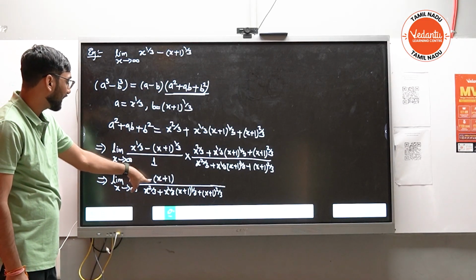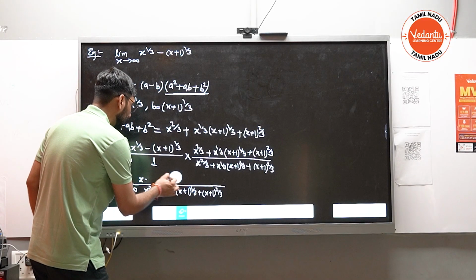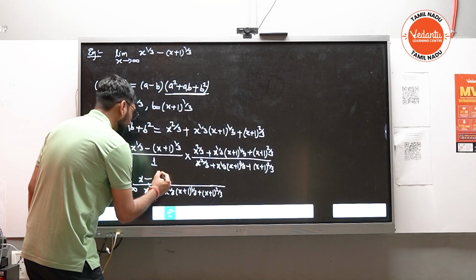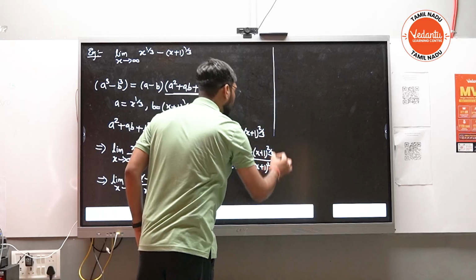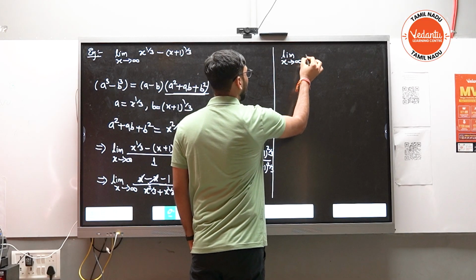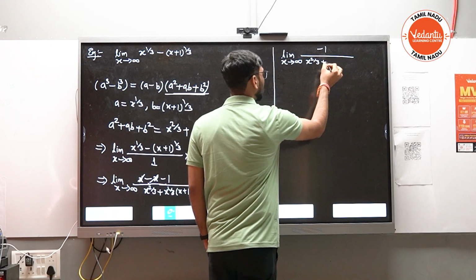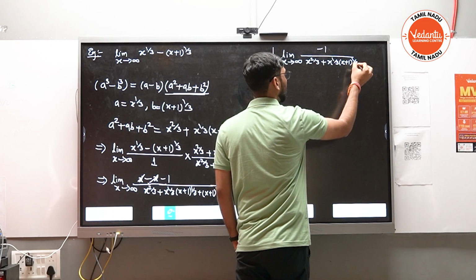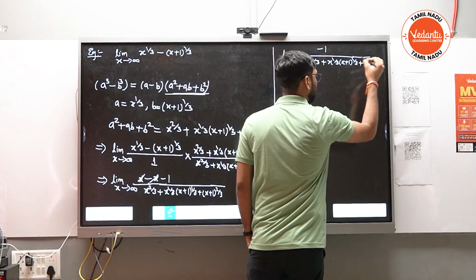So clearly we can see that if I take this minus inside, I get minus x minus 1. So x is gone. I will simply get the limit as x goes towards infinity, where the numerator has minus 1 and the denominator has x power 2 by 3 plus x power 1 by 3 into (x plus 1) whole power 1 by 3 plus (x plus 1) the whole power 2 by 3.